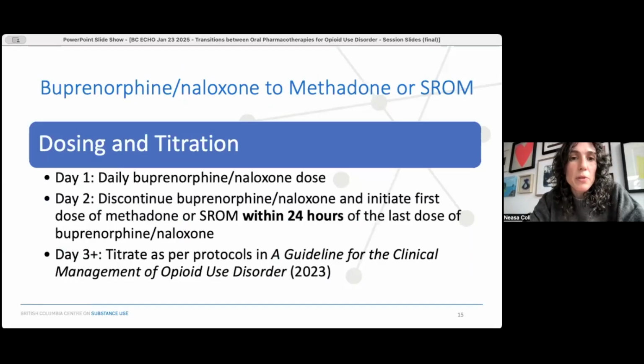So here's an example of what this might look like. On the first day of transition, the patient takes their regular buprenorphine naloxone dose, and then on the second day, we initiate the first dose of methadone or SROM within 24 hours of that last dose of buprenorphine naloxone. There are titration protocols as examples within the guideline for the clinical management of OUD that was updated in 2023.